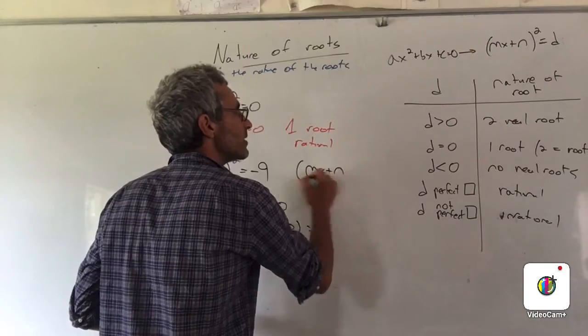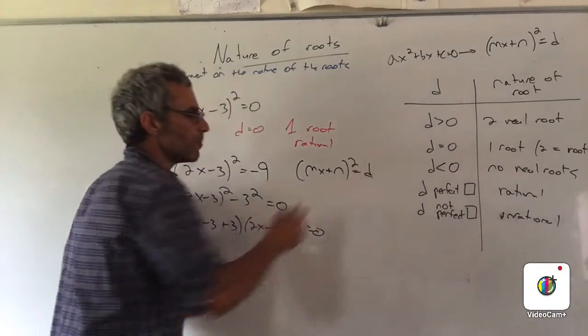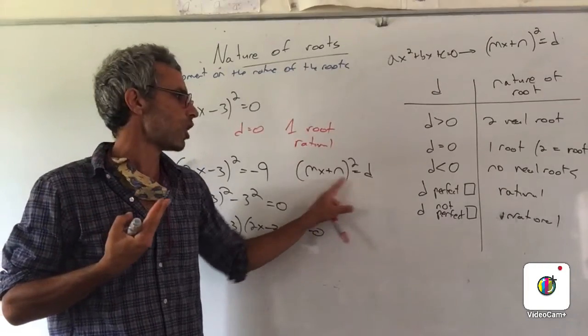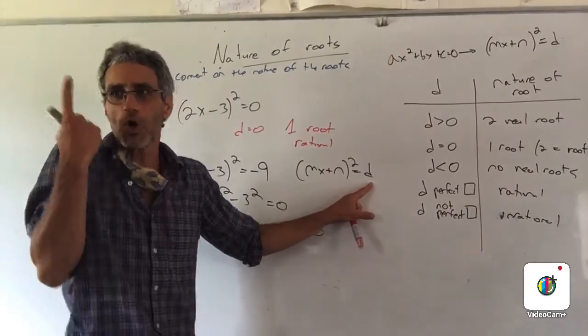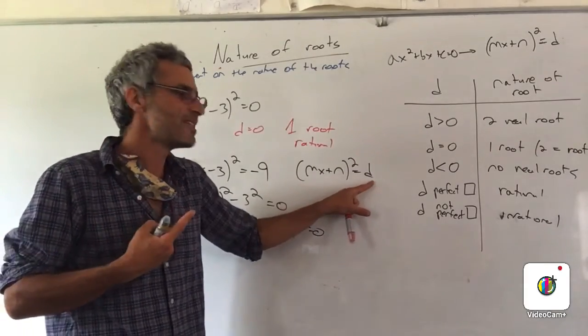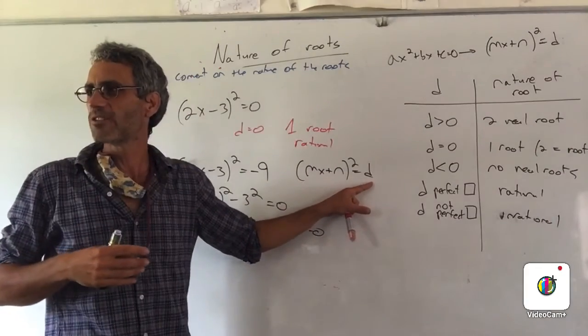mx plus n squared equals D. It's all about the D. If the D is positive, great. We're going to have two answers. If D is 0, there's only going to be one answer because that means this whole thing has to be 0. If D is negative, no way. You're never going to have an answer.